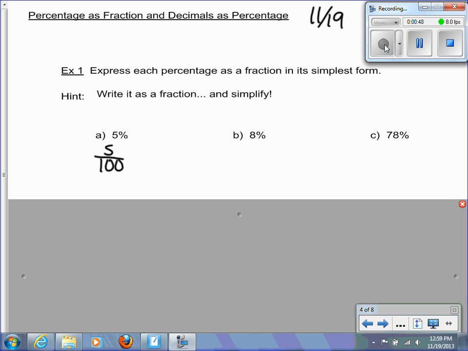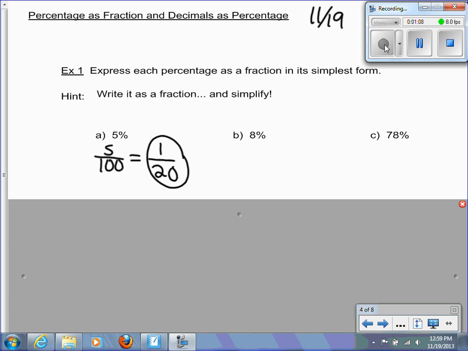Good. And then what are we going to do? You would simplify it, so you could divide 100 by 5 and 5 by 5. And what would you get? You would get 1/20th. Very good. So our final answer would be 1/20th. We can use this method on every single one, no matter how challenging it is. You'll see the challenging ones in a minute.